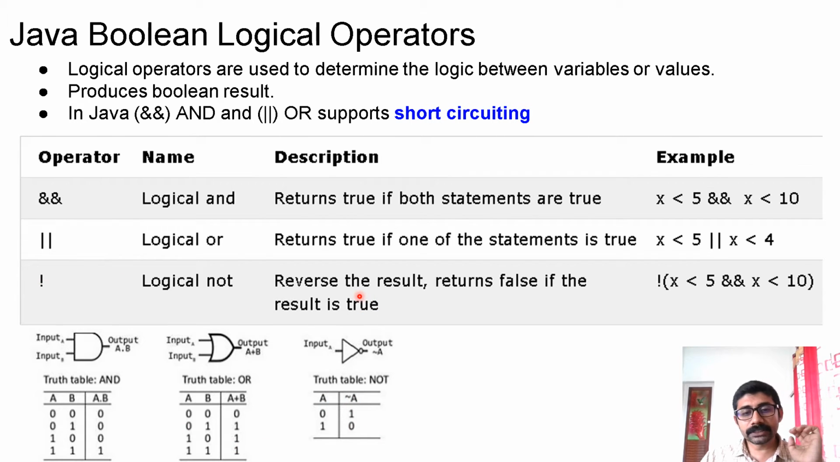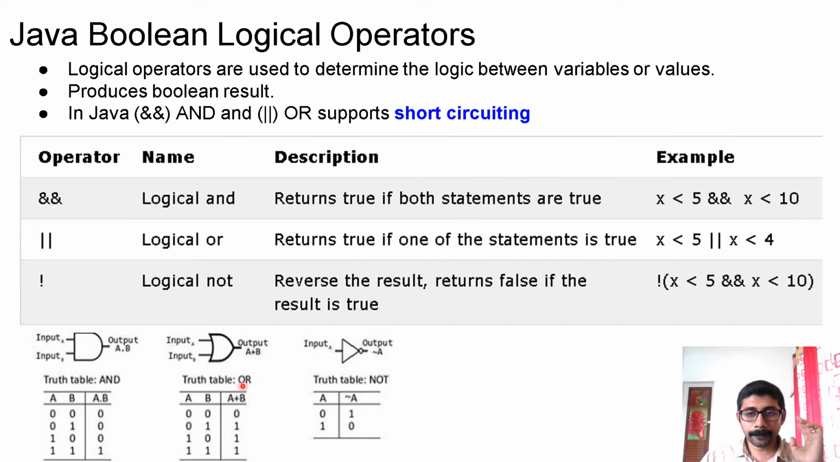Logical NOT. Reverse the result. Returns false if the result is true. Okay. 0 means false, so NOT will be true. True means the result will be false. That is the NOT gate. In that, these two will support short circuiting.